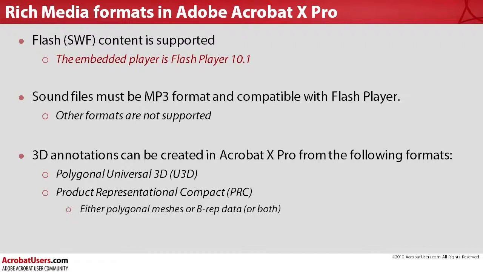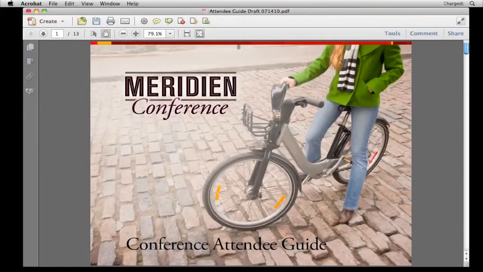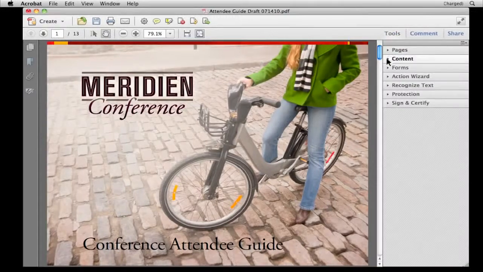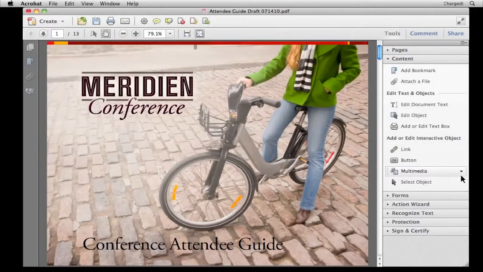So let's get started. In this particular video, we will look at how easy it is to bring in multimedia and some of the ways you can reference this and act upon it once it's there. To get to the media tools in Acrobat X, we're going to go to the Tools menu and open up the Content section, and we'll see the multimedia option right down here. Here you see we can add flash-compatible video and sound files, as well as SWF, U3D, and PRC 3D formats.